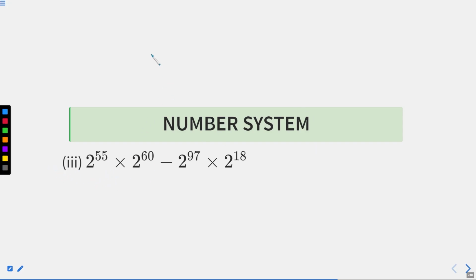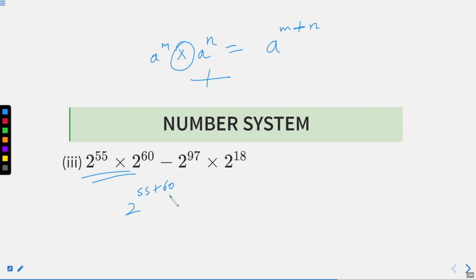So we know a^m multiplied with a^n. If you see, what symbol am I going to use here? It is multiplication, so multiplication is same as plus, so I use plus. So this will change to 55 plus 60, which is equals to 110. Okay, yes, is it? No, it is 115. Now same for this, applying this is 2 raised to the power 97 plus 18. So 97 plus 18 is 115. Okay, it is also 115.